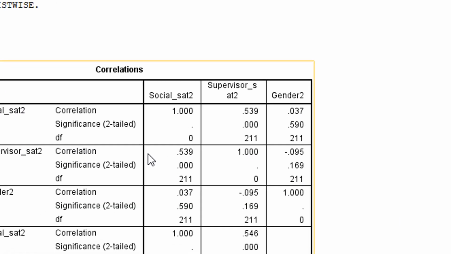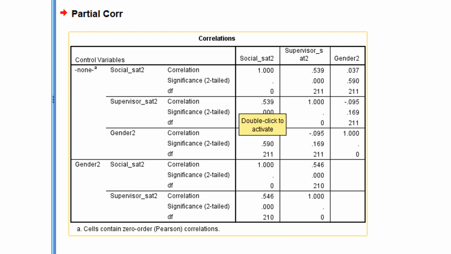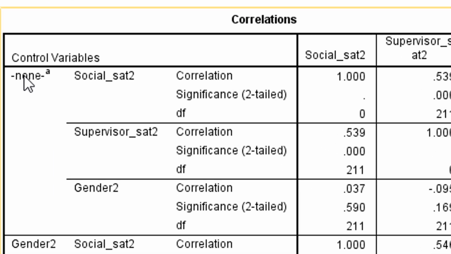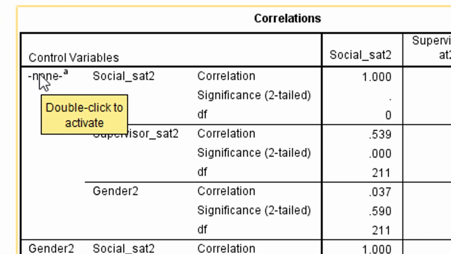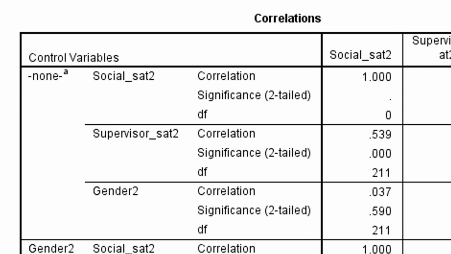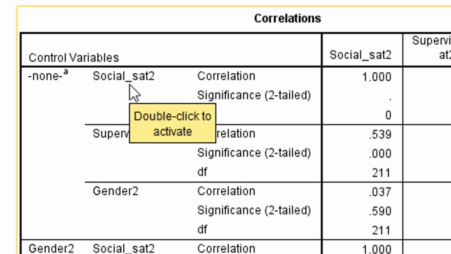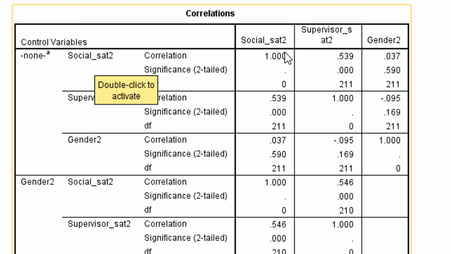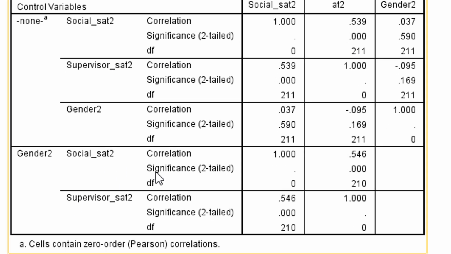Click OK, and you see there is a table, and this table shows that there are two parts. In part 1, which is without any control variable, you can see the word none. It means that no control variable has been included. Here you can see the correlation between social satisfaction and supervisor satisfaction is 0.539, and the p value is less than 0.05.